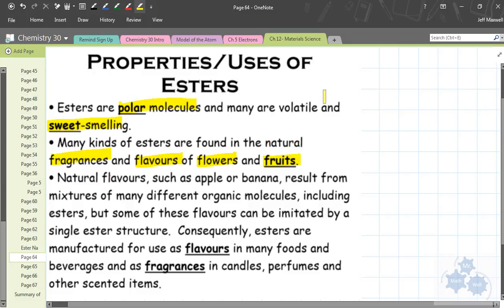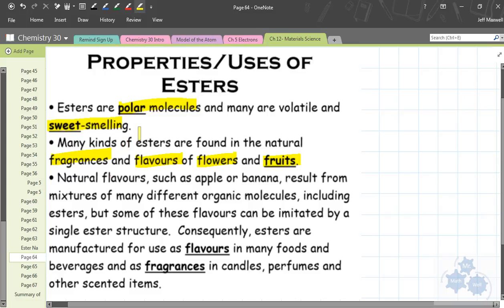So natural flavors, such as apple or banana, result from the mixture of many different organic molecules, including esters. Some of these flavors can be imitated by a single ester structure. Consequently, esters are manufactured for use as flavors in many foods, beverages, and fragrances in candles, perfumes, and other scented items.